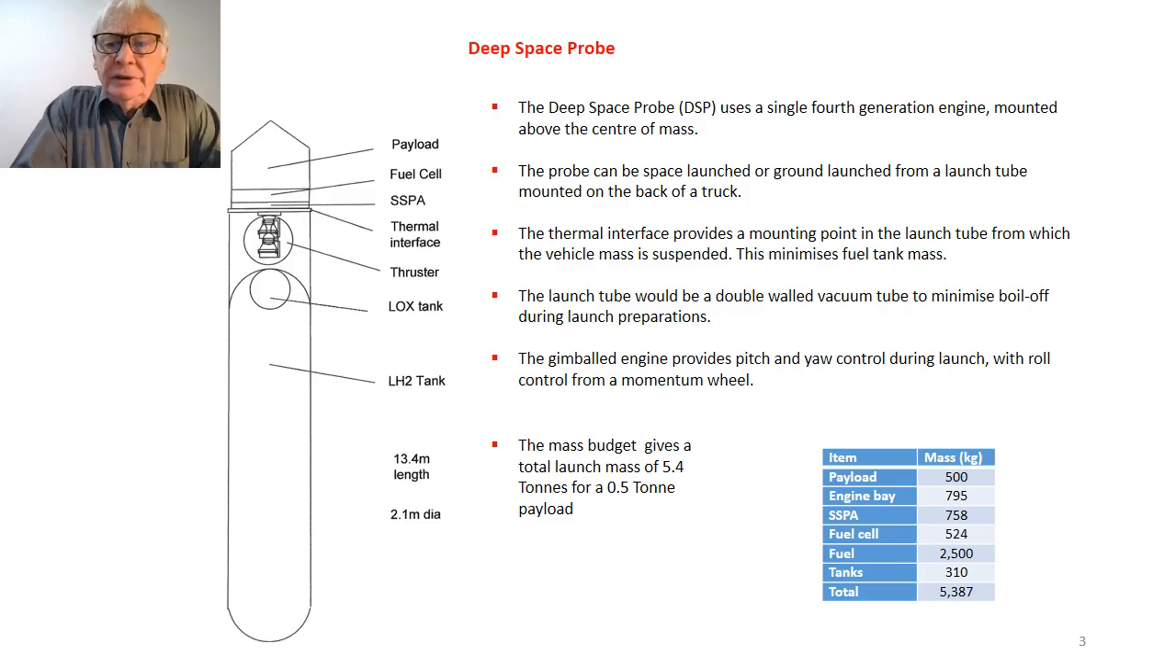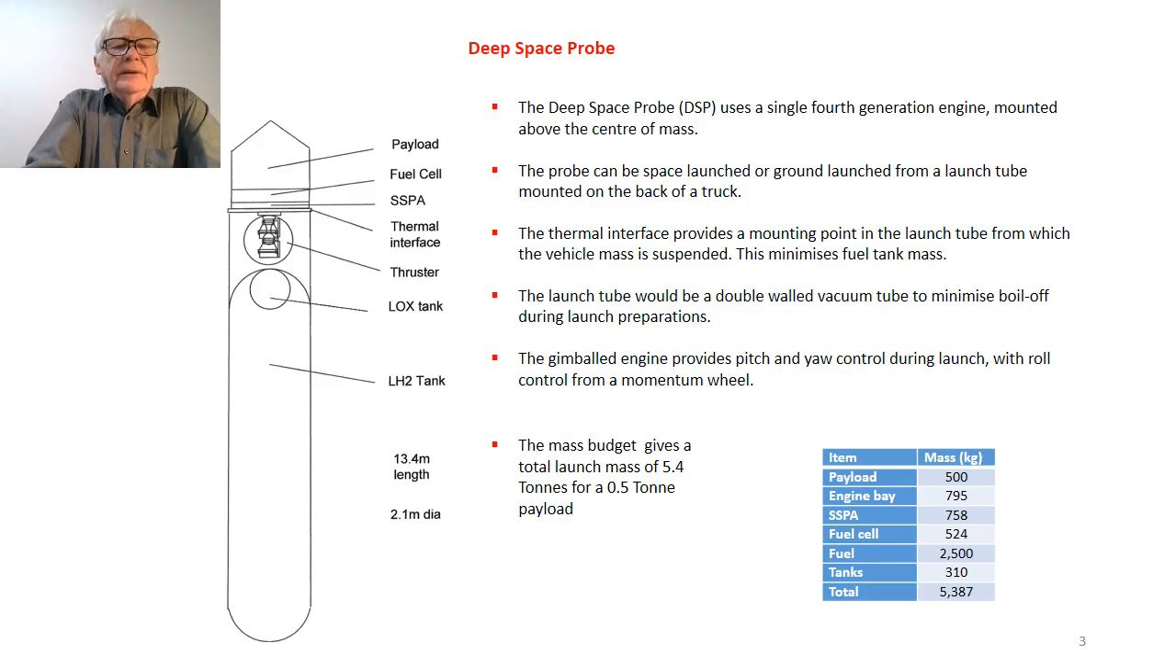The first and simplest vehicle that we will be looking at is our deep space probe. This essentially uses just a single fourth generation engine, and if you look at the diagram on the left, you can see that the bulk of its 13.4 meter length is taken up by the fuel tanks. Liquid hydrogen is the largest tank, with a small liquid oxygen tank at the top of the hydrogen tank.